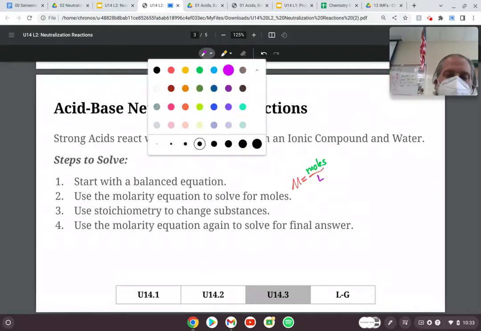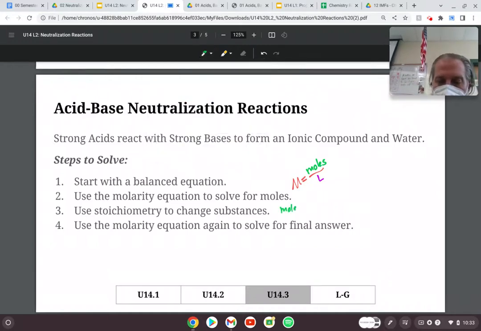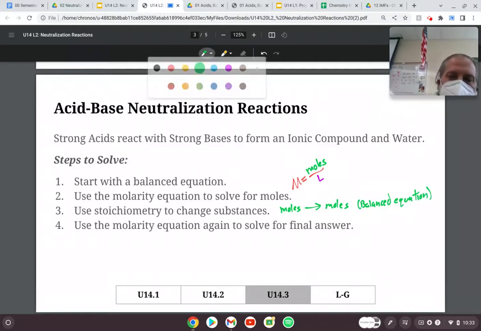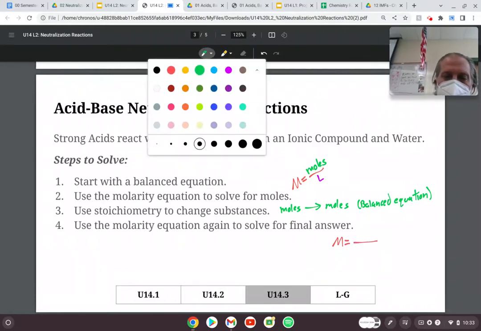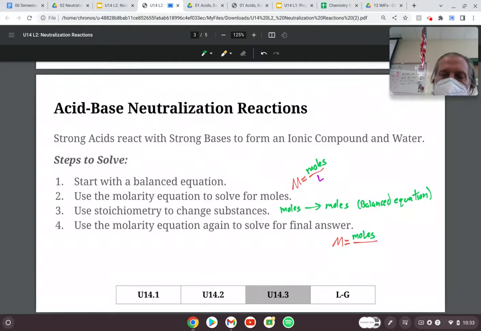And then the next step is we are going to use stoichiometry to go from moles to moles. It might be moles of acid to moles of base, or moles of base to moles of acid, but we're going to be going moles to moles basically. And when we do that, we will need the balanced equation. And then we will use the molarity calculation a second time for our final answer, which will be moles again over liters.